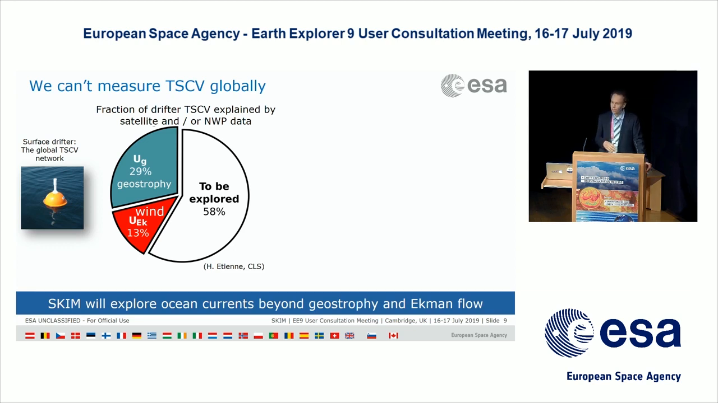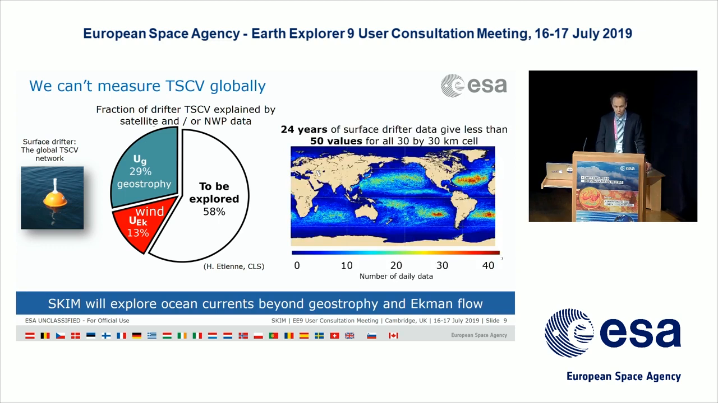But if we want to explore the other almost two thirds of the pie here, then we can't do that with drifters. And that's because 20,000 drifters sounds like a lot, but in the vast ocean, it's very, very low. This is a map of the number of samples that we get from every grid cell over the ocean. And you see that almost everywhere there is not more than a handful or so of measurements. The coverage is especially poor in the tropics and in the high latitudes.